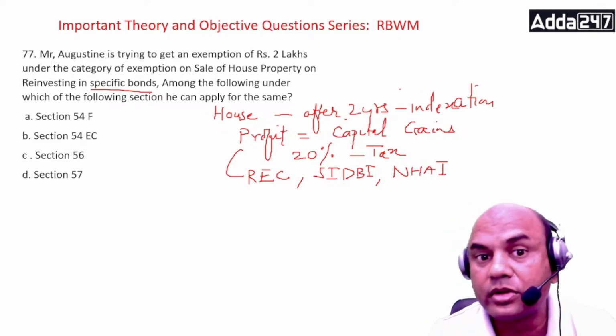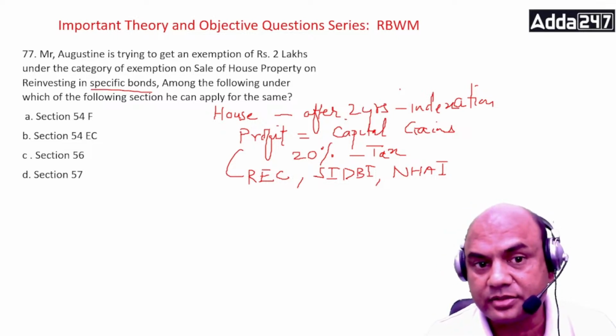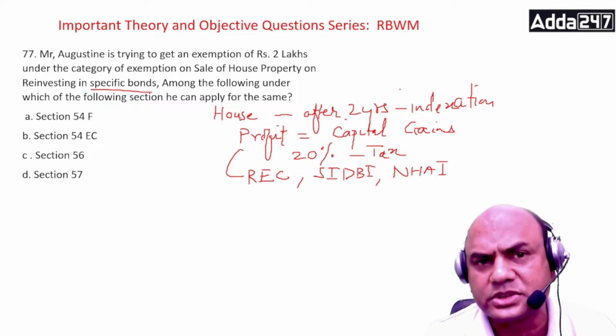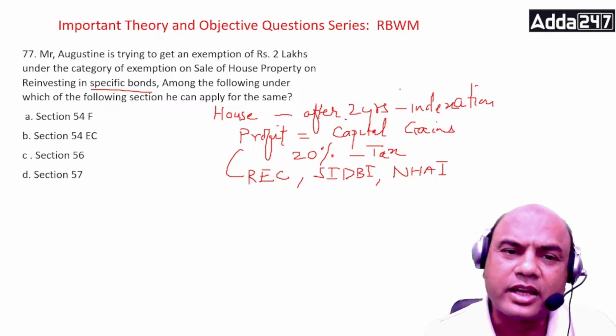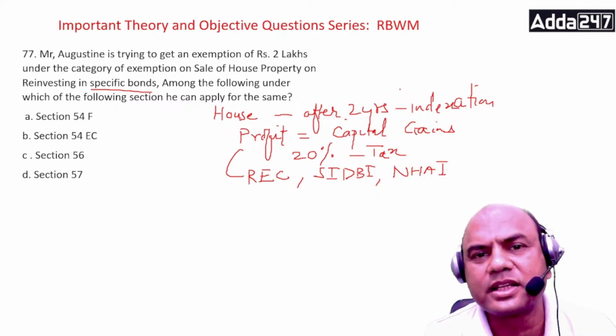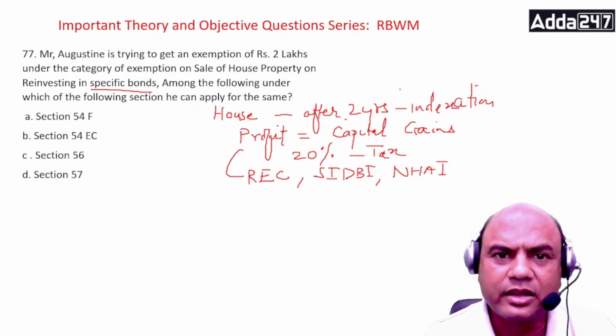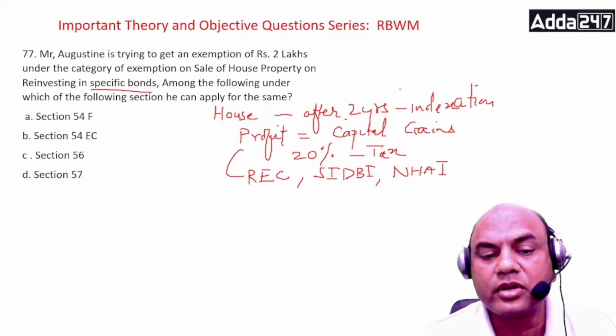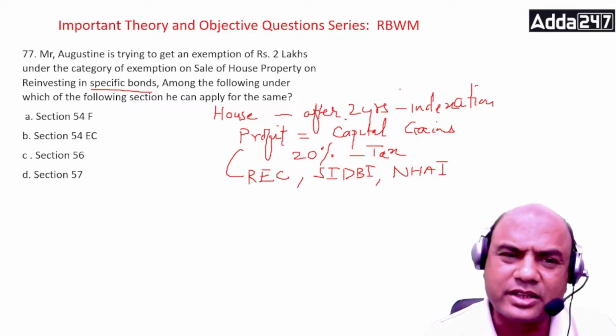Remember, now, from this you can judge the answer. Okay. Section 56, income tax, taxable only in case of income from other sources. Now this has nothing to do with your capital gains. This is simple. Section 56 is under the normal ITR which we file, income from other sources. Section 57, expenditure allowed as deductions. So this also has nothing to do with capital gains.